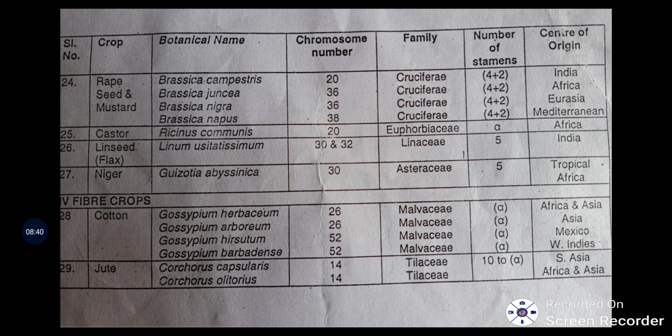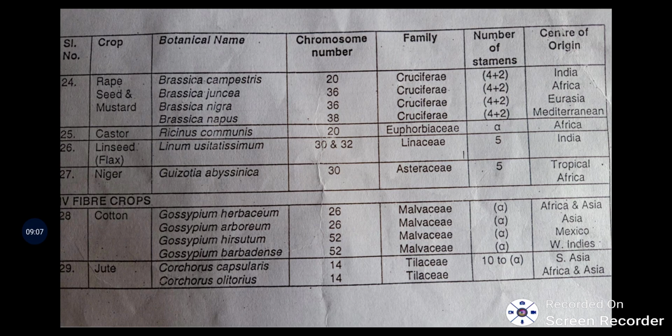Brassica campestris is having 20 number of chromosomes. Family is Cruciferae. Number of stamens in Brassica campestris is 4 plus 2. In all the rapeseed and mustard family, species are having 4 plus 2 number of stamens. And center of origin of Brassica campestris is India. Juncea is Africa. Nigra is Eurasia.